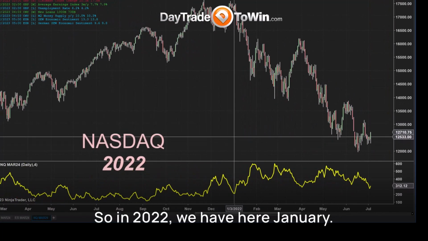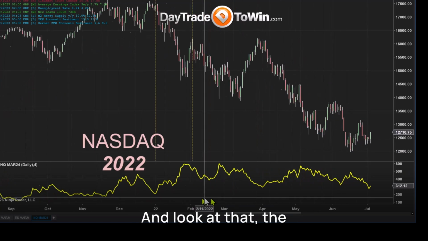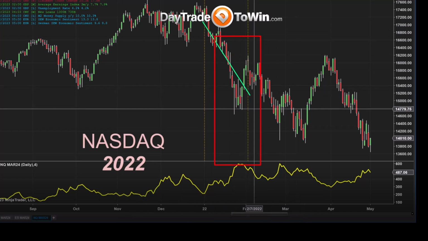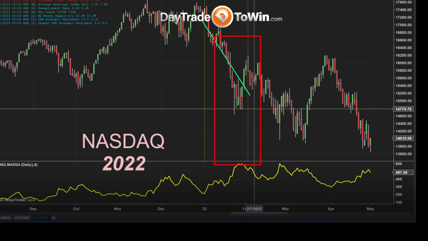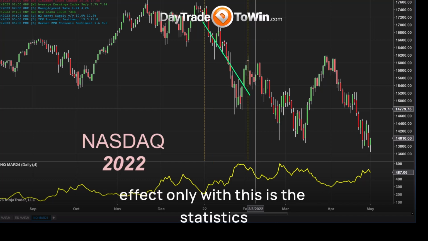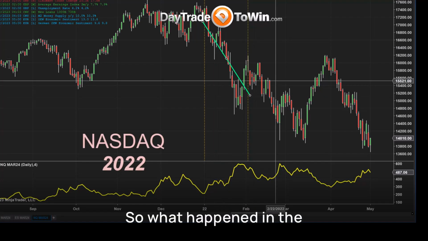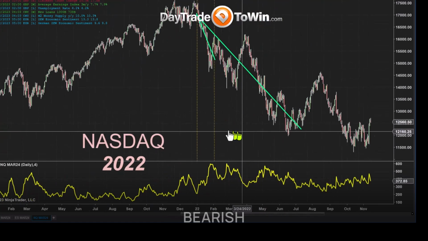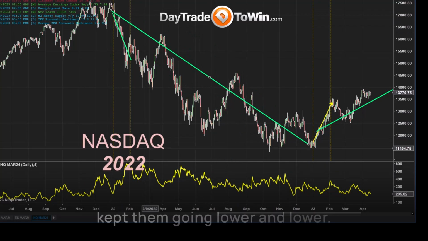So in 2022, we have here January, we have here February, and look at that, the NASDAQ had a down month. Now again, it doesn't mean that we're going to have a down year. It doesn't mean that we're going to have a sideways or up year. It just means that predictively, the January effect only with the statistics that we have, if it's an up month, the year will be bullish. So what happened in the NASDAQ 2022? Down, bearish. That's what happened. Market was a complete mess, just kept on going lower and lower.